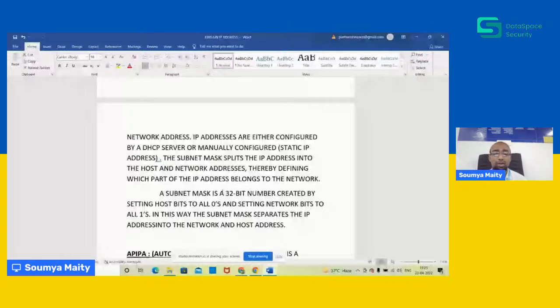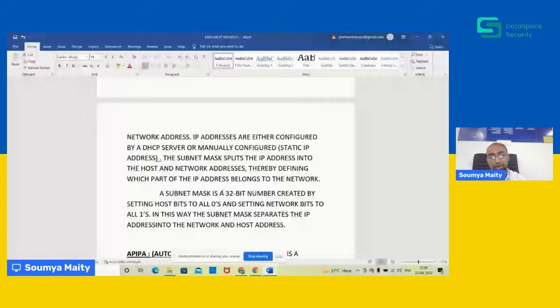The subnet mask is very important when we do subnetting. A subnet mask is a 32-bit number created by setting host bits to zeros and setting network bits to all ones. That's why the network bits carry the value 255. In this way the subnet mask separates the IP address into the network and host address.